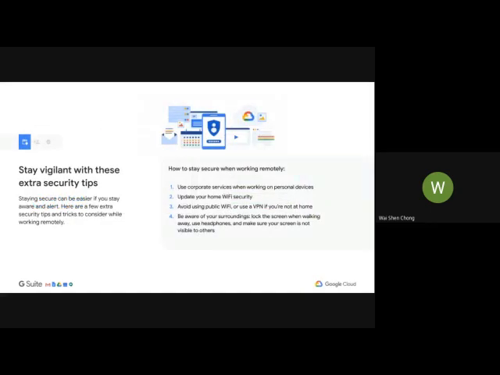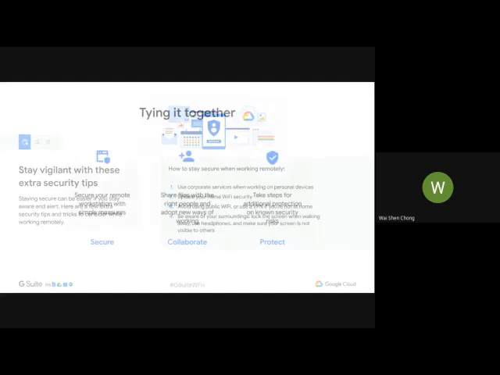So for employees out of the office, here are extra tips for you. Use corporate services when working on personal devices, and update your home Wi-Fi security. Avoid using public Wi-Fi or use a VPN if you're not at home, and beware of your surroundings. Lock the screen when walking away, use headphones, and make sure your screen is not visible to others. Simple tips, but very important for your daily practices while working away from the office.